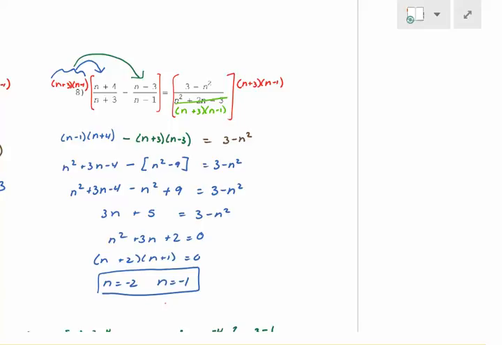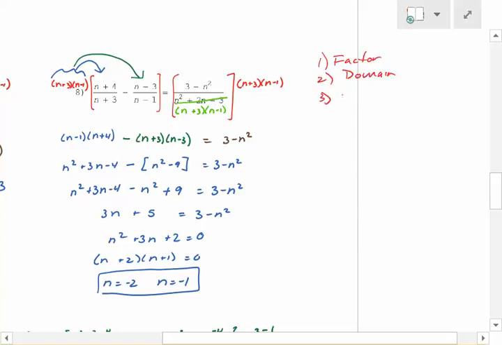It's easier to find the LCD, exactly. So step 1, factor. But what was that other step we like to put in the middle now? Domain. Find the domain, and then find the LCD.